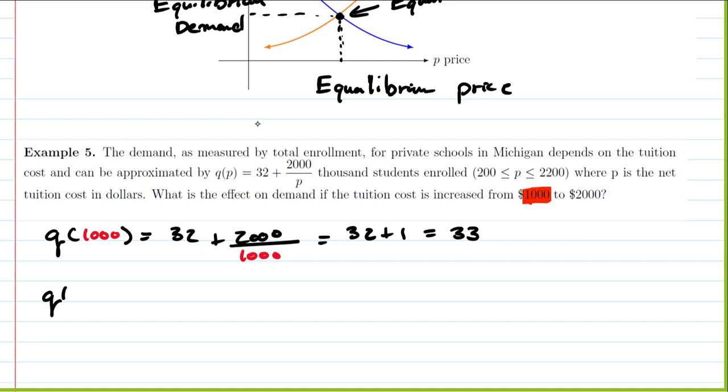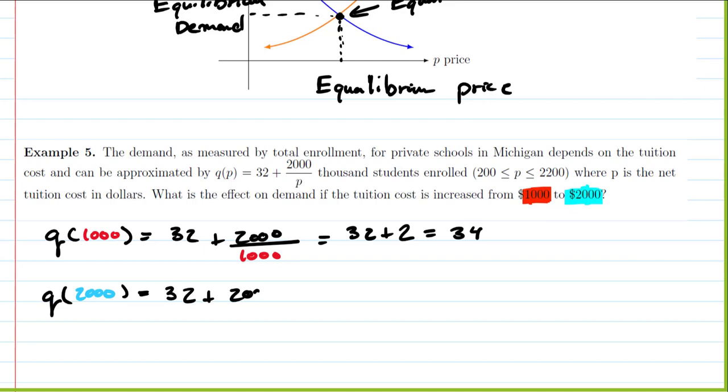And we need to find our demand then when the tuition cost is increased from 1,000 to 2,000. Excuse me, isn't it equal to 2, right? Oh, to 2, yes. Thank you. And that gives us 34. And we plug in our 2,000.